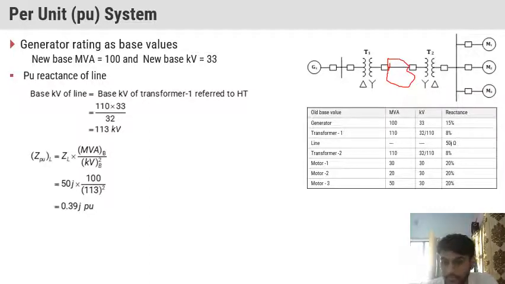Now what is the new base value for the line? For the line we have the base kV for transformer 1 referred to HT, and this can be calculated by using the turn ratio. If you calculate like this, you have 110 into 33 by 32. Previously we had a base value of 33, but now the base value for line is 113 kV. Then put all the values in and calculate the per unit impedance. This is now our per unit impedance.